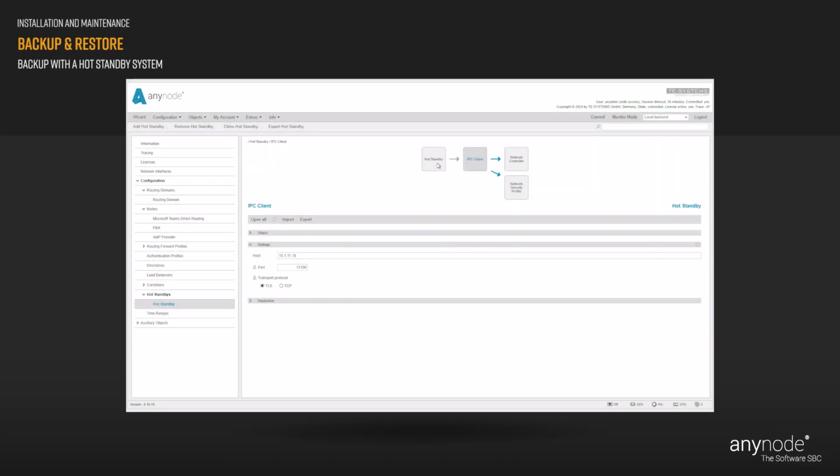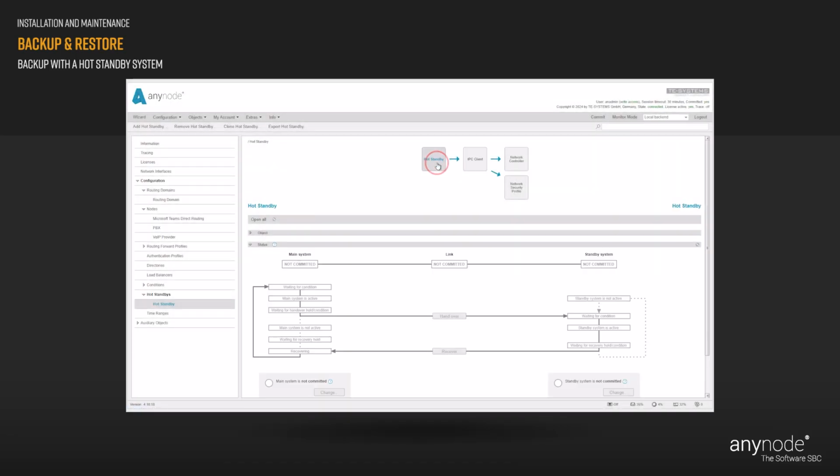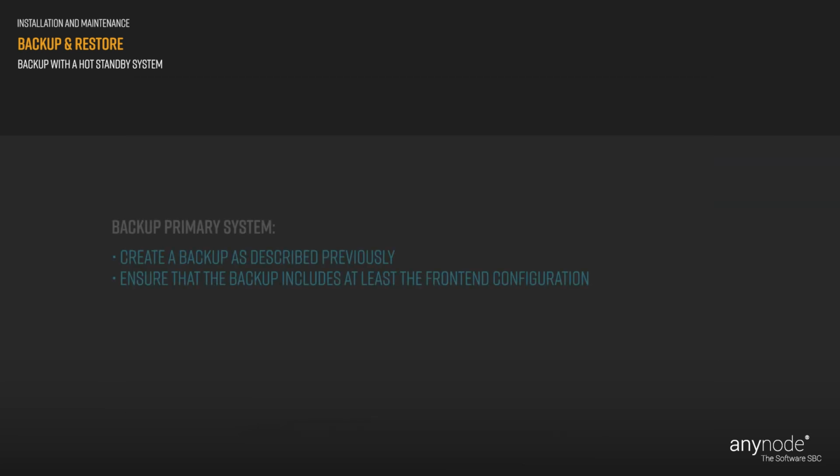Backup with a hot standby system. With the anynode hot standby feature, you define important rules so that a secondary anynode system can take over in an emergency as part of a high availability configuration. Via the graphical user interface of this feature, all conditions for a switchover to the secondary standby system and back can be individually set. If you intend to perform a backup and restore using a hot standby system, there are several crucial considerations to keep in mind.